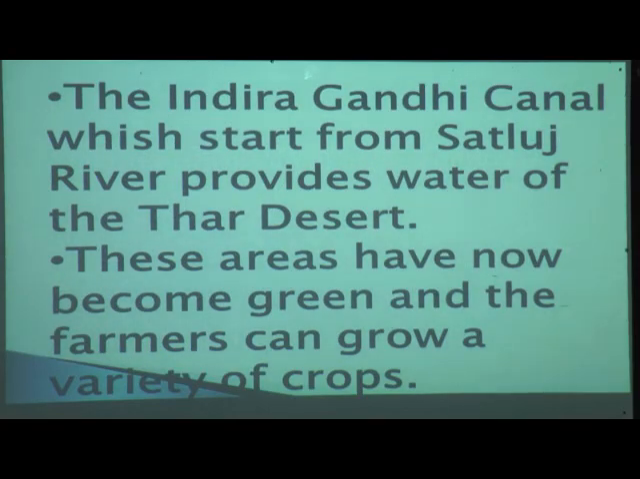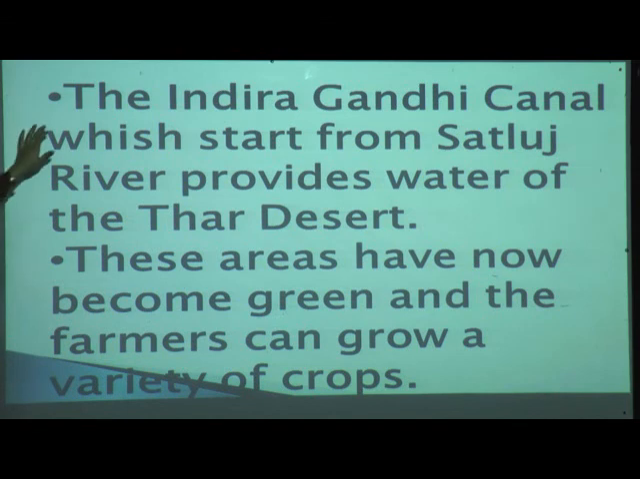Now, where the Indira Gandhi Canal helps. Yes, the teacher is telling that water is not there. Correct. But do you remember I told you that on the Satluj river one dam has been made? Can you tell me the dam name? Yes, exactly, that is Bhakra Nangal Dam. I told you that the Indira Gandhi Canal was also made to send that water to places where water is not available.